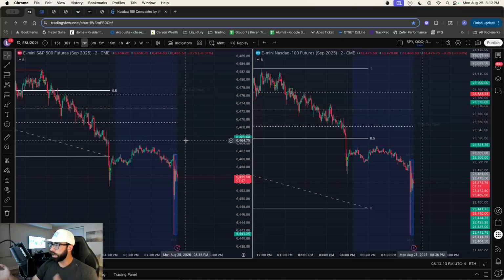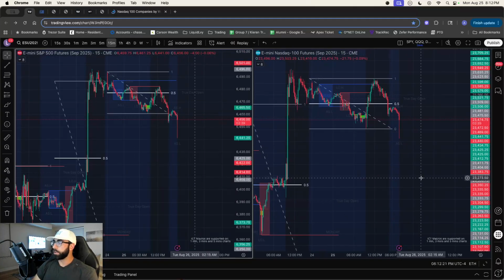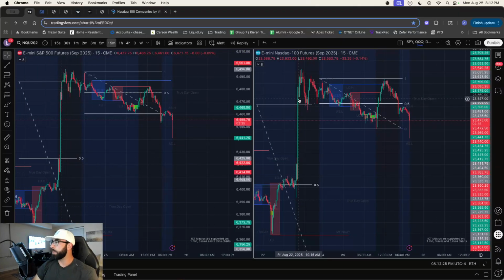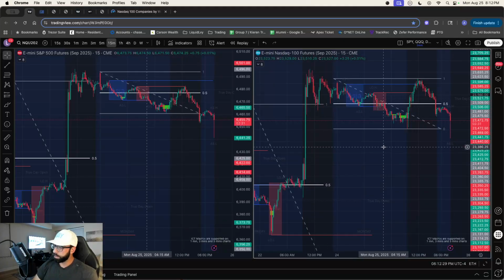ES, NQ, S&P 500, NASDAQ 100. They're very correlated. If we're looking here at any time frame, they look about the same. You see that? We're having this little squiggle going down from a big upward candle. And these are called candles. We're looking at the charts.